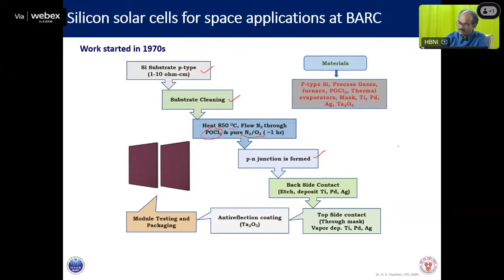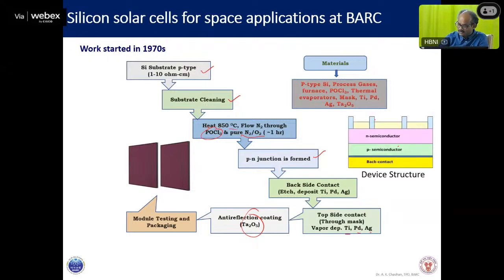Then cutting the sides, and then the back side contacts are deposited, titanium, palladium, and silver, and then the top side contacts were made by depositing titanium, palladium, silver, and then on the top side the anti-reflection coating was done using tantalum oxide, and then packaging and module testing.